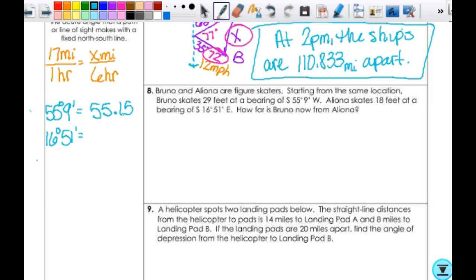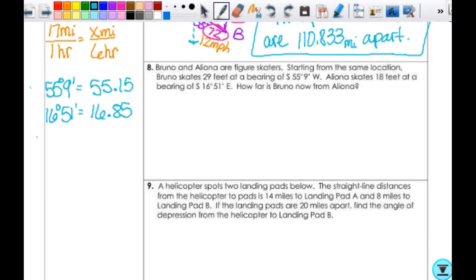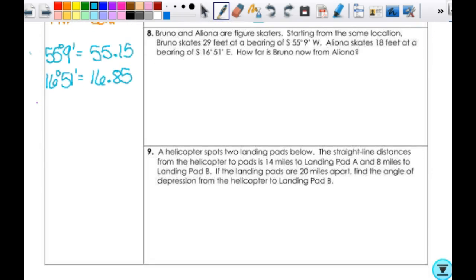And then this 51 I have to divide by 60 as well. So it'll give me 16.85. Okay, so now I have it in decimal form. I'd much rather label that on my picture than the degrees minutes seconds version of that. Okay, so let's go back and read this question then.